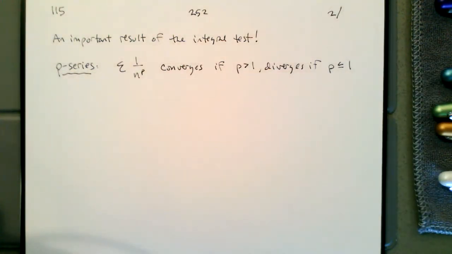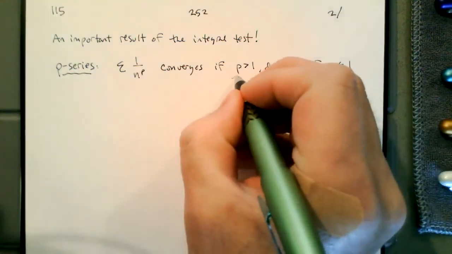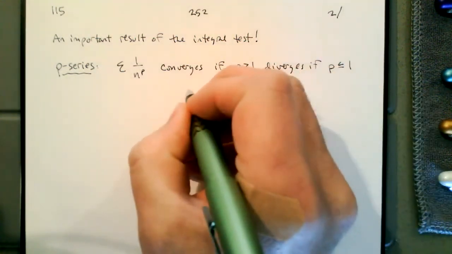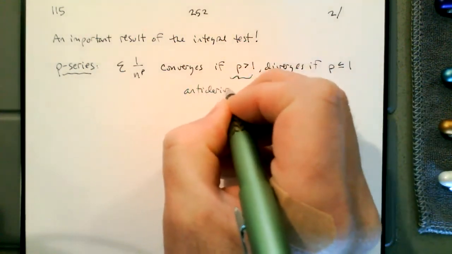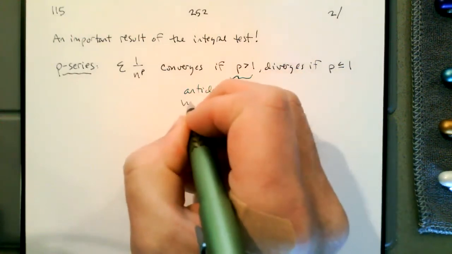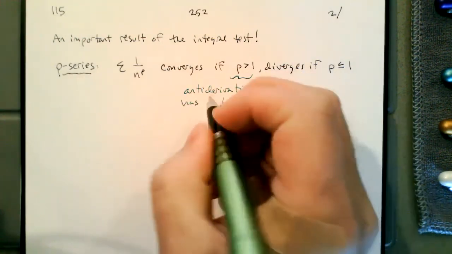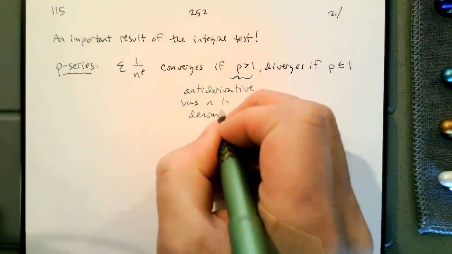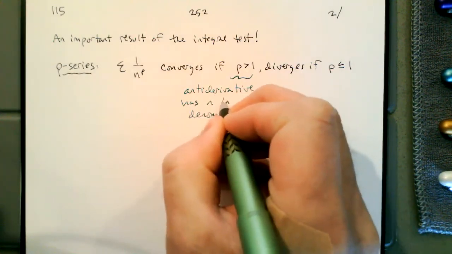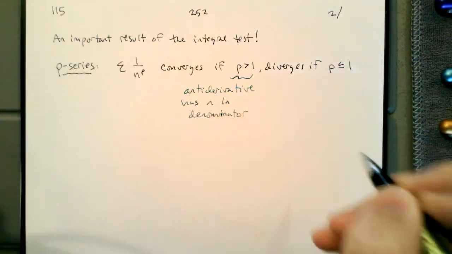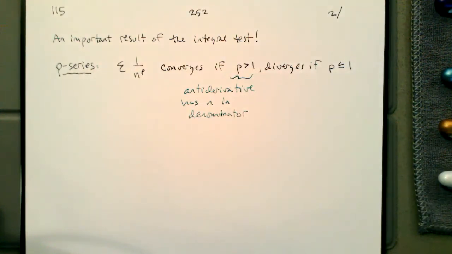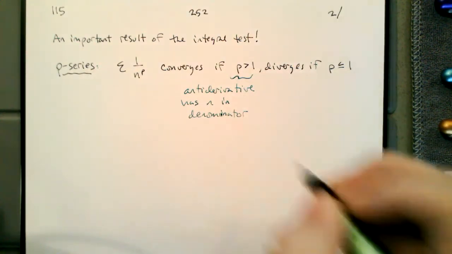So what we want to remember from this is a result of the integral test, because when we add 1 to the exponent, if p is greater than 1, the n is still in the denominator. So if p is greater than 1, the antiderivative has n in the denominator. So when n goes to infinity, that term goes to 0.